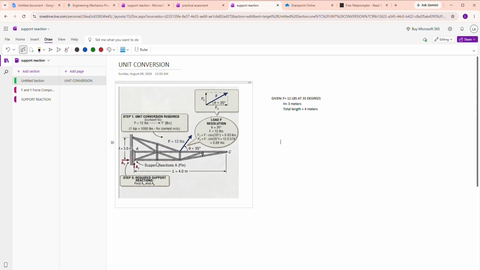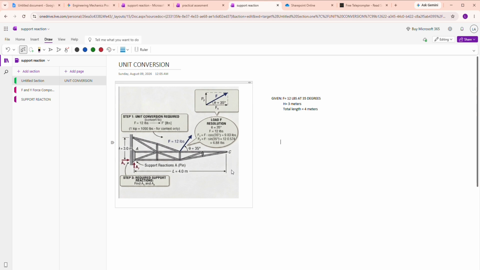Let's carefully analyze the given diagram. We have a cantilevered truss mounted to a wall at point A via pin support. Looking at the dimensions, the height of the wall support is 3 meters. The total span length of the truss is 4 meters, and an external inclined force of 12 pounds acts on the upper chord at an angle of 35 degrees relative to the horizontal.